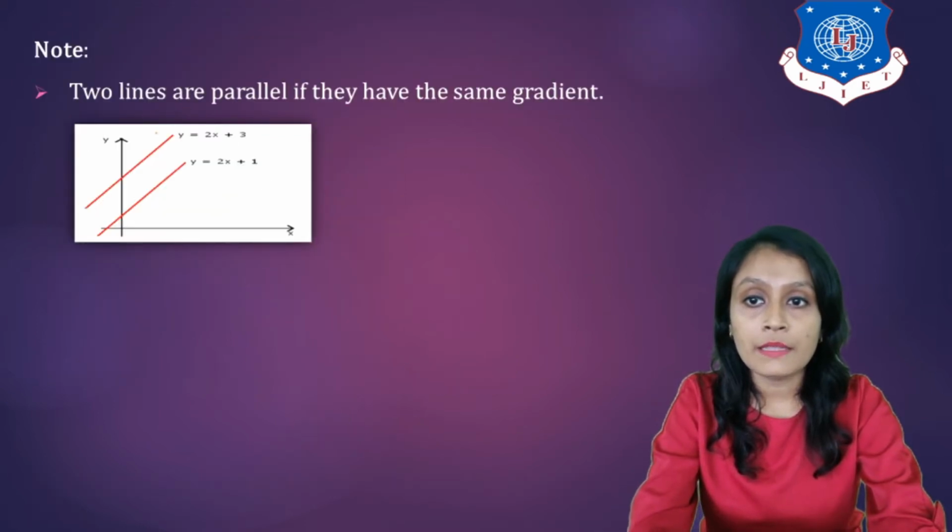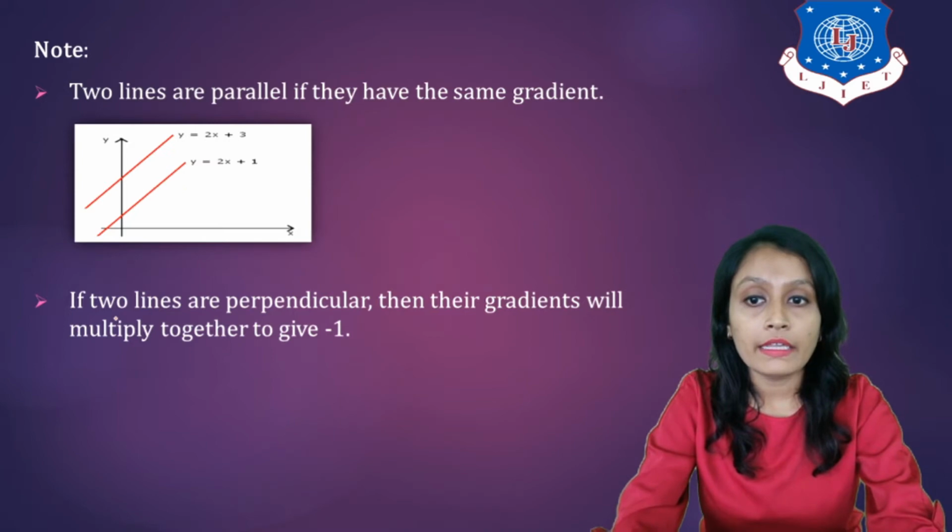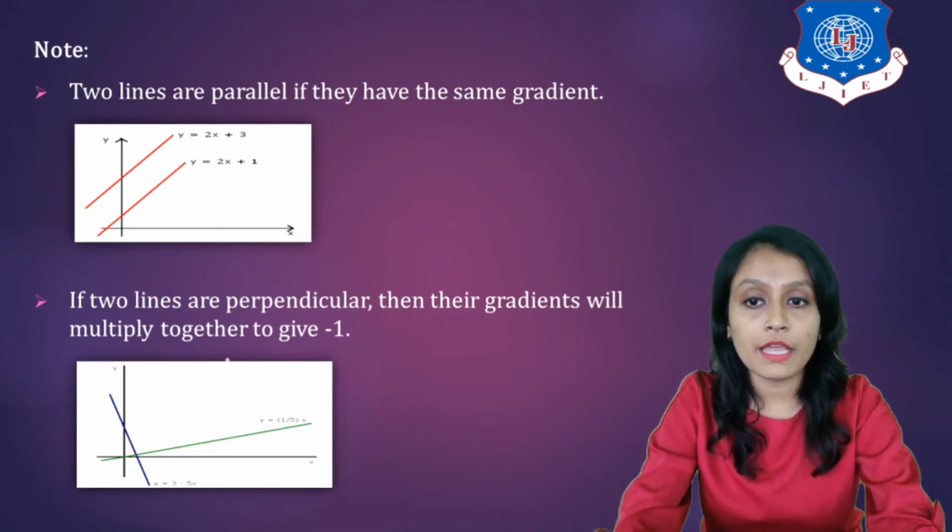Now, let's see, if two parallel lines are given, then they have the same gradient. You can see the graph, two parallel lines. And if two lines are perpendicular, then their gradients multiplied together give the answer -1. Here two perpendicular lines are shown.